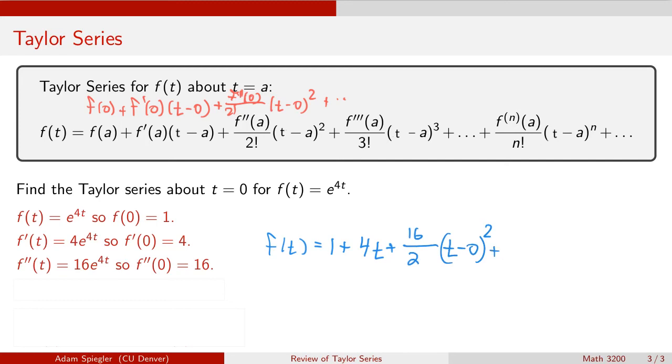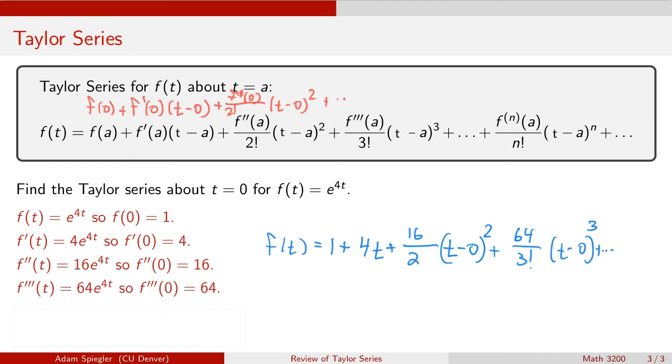And then we can simplify this. And then we continue on and go to the next derivative, the third derivative, which gives us 64. And so now this term over here, I have 64 over 3 factorial, all times t minus 0 cubed. And then we can go on from there.